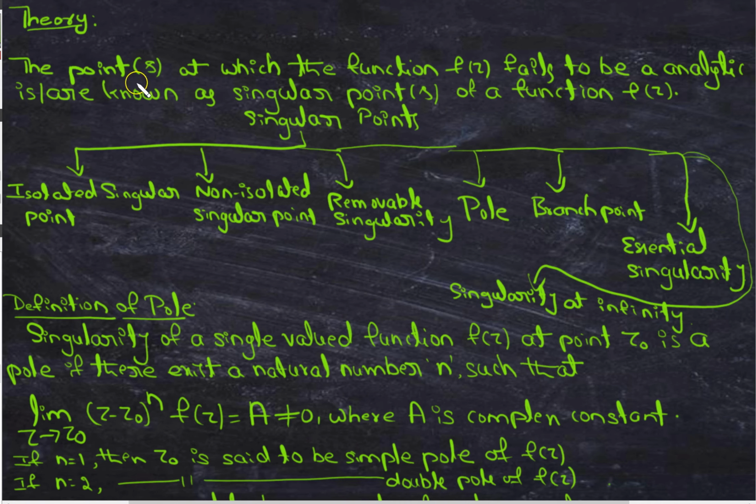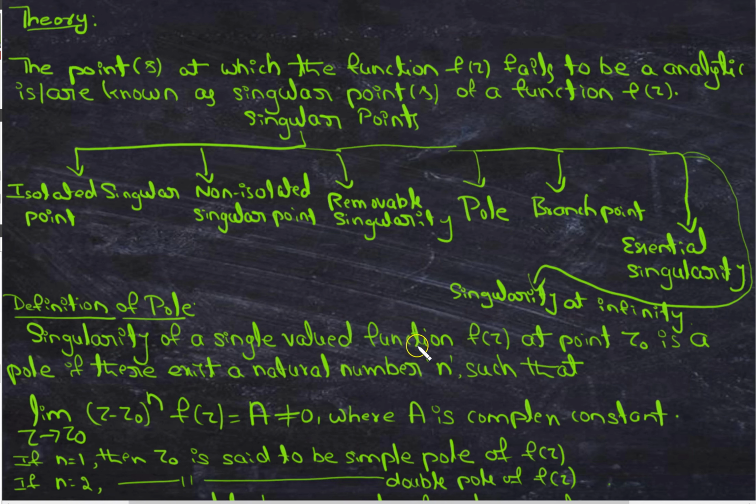The point or points at which the function f(z) fails to be analytic are known as singular points of a function f(z). The types of singular points are: isolated singular point, non-isolated singular point, removable singularity, pole, branch point, essential singularity, and one more, singularity at infinity. But this question is restricted to only poles. Therefore, I will take the definition of a pole.